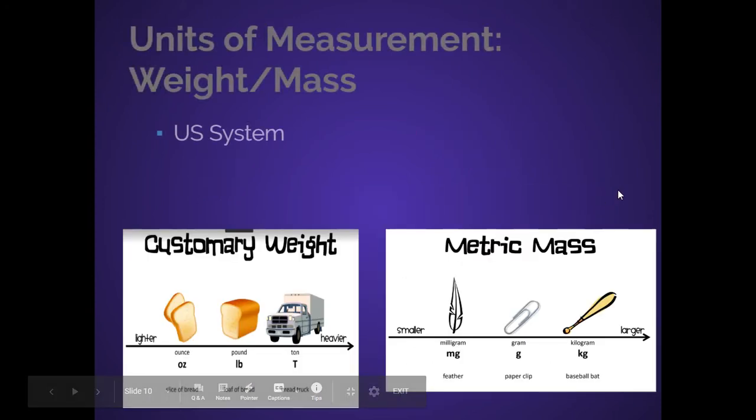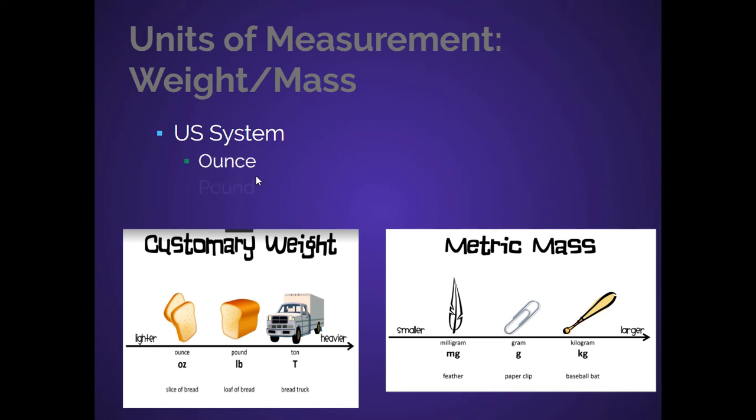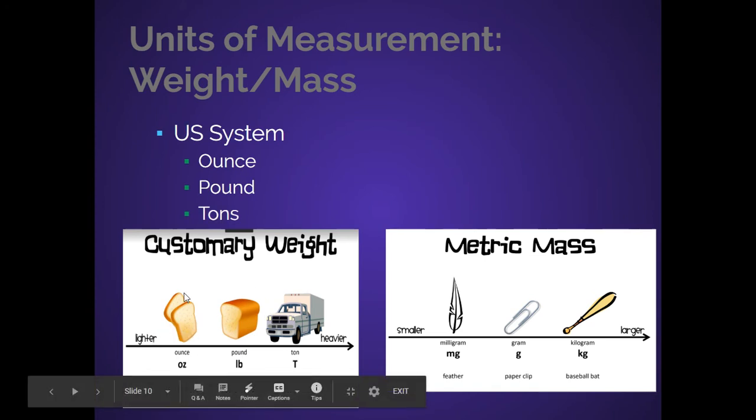Okay, so then the next one is weight or mass. In our US system, we have ounces, pounds, and tons. Look at the bottom, you can see ounces would be like a piece of bread. Pounds would be like the loaf of bread. And then the ton would be like a truck. So you can see it goes from lighter to heavier.